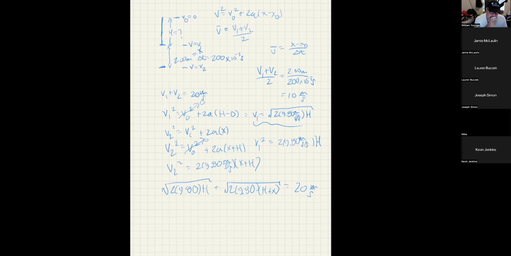Now, if I square both sides, I could get 400 meters squared per second squared. And this would become 2 times 9.80 times h plus 2 times 9.80 times h plus x, plus 2 times the square root of 2 times 2 times 9.80 squared times h plus x, and all of that would be under the square root. Okay. So that doesn't seem to be jumping out at me.